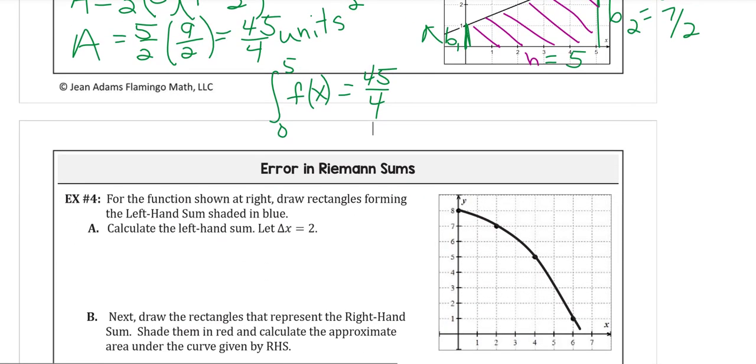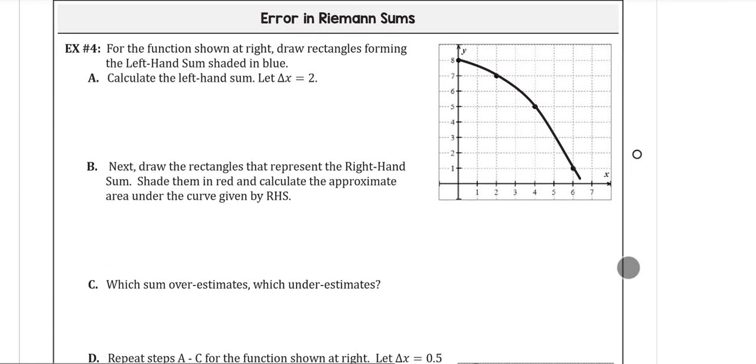Here's how errors come up in a Riemann sum, with example 4. In example 4, we're going to do the left-hand sum, the right-hand sum, and then talk about what happens if we do it again with a different type of graph. What we have here is a decreasing graph that's concave down. We want to draw rectangles forming the left-hand sum shaded in blue.